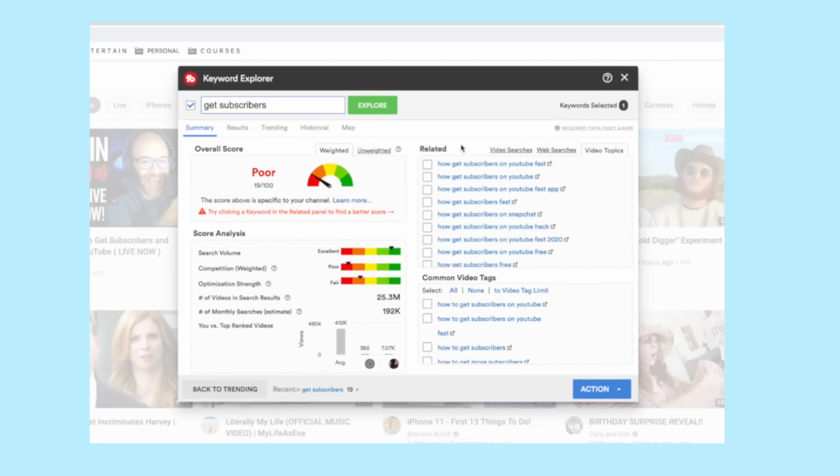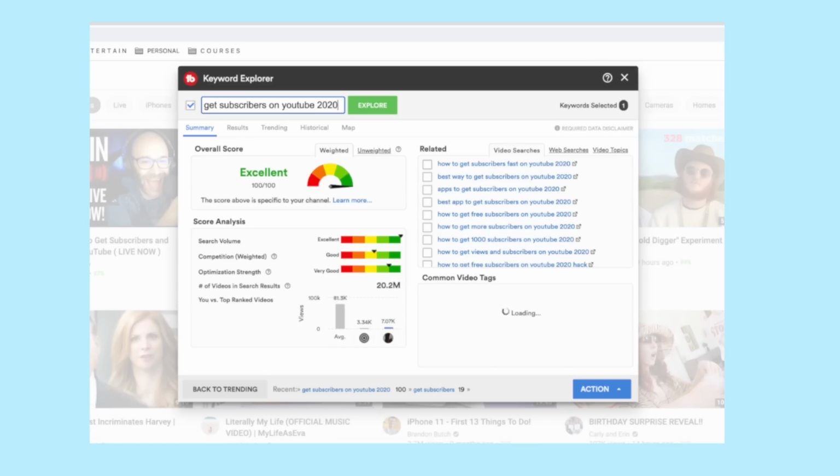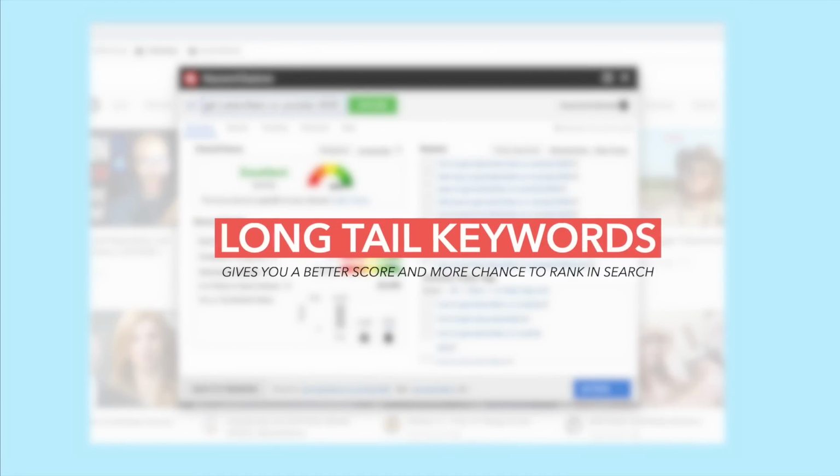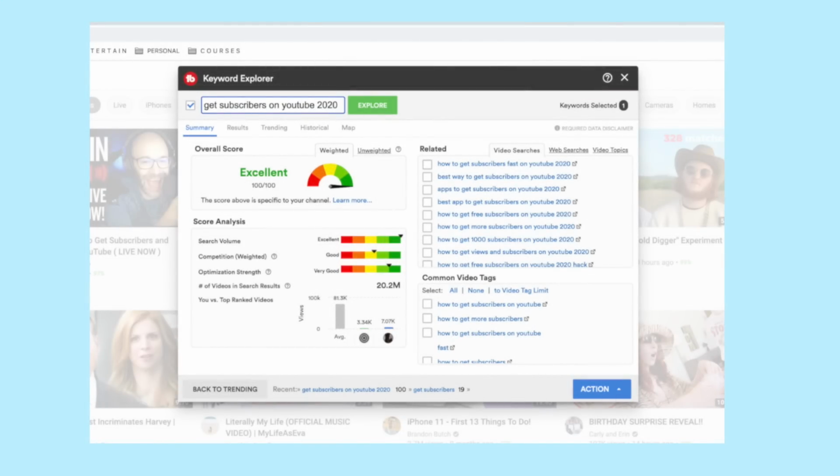So these are all more specific, more broken down things people are searching up to arrive at the same answer as this keyword. So now let's say I take my get subscribers keyword, I take this out, and I change this to something like get subscribers on YouTube 2020. Now all of a sudden, my overall score is 100 out of 100. I have an insanely high search volume, but also an insanely low competition and a much better optimization strength, which tells me that using this more broken down, more specific keyword instead of my other get subscribers keyword is going to give me a much better chance of A, ranking in search, and B, getting views.